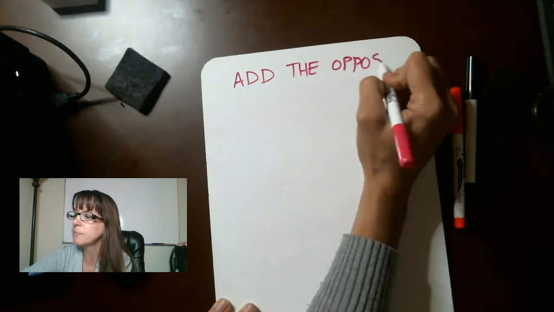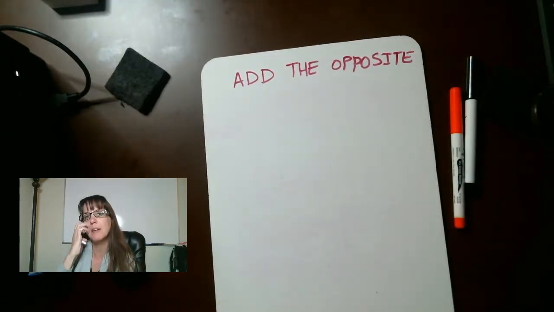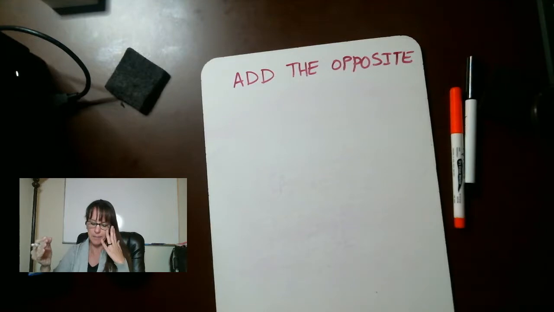And what do I mean by opposite? Well, if I say positive 3, the opposite of positive 3 would be negative 3. Opposite of negative 7 would be positive 7. So when I'm saying opposite, I mean the signs, okay?